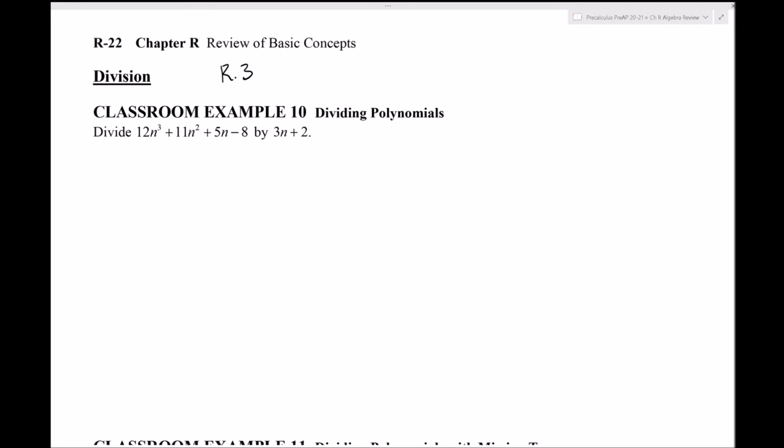So what I'm going to do is go over some more division ones. R.3 is the section on polynomials, the arithmetic of polynomials: adding, subtracting, multiplying, dividing. Here we're on division. I wanted to give you a couple more division problems. We saw one in class, and that might not be enough for everybody. I'm pretty sure that's not going to be enough. So we'll be going over two more problems like it.